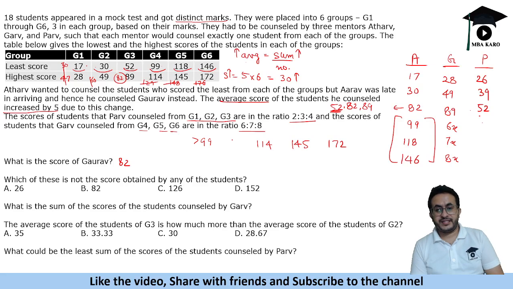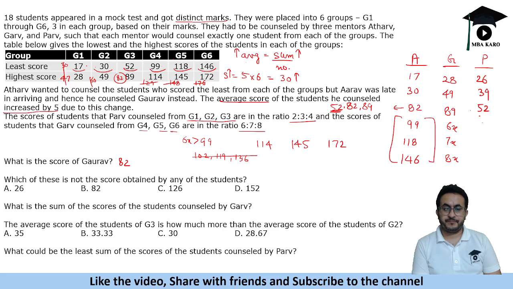Now 6x is greater than 99. So if we suppose we take 102, so this will be 119 because it is 17, and 136. Now this range is not in 136, so this is not possible. So if we take x is equal to 18, then it will be 108, 126 and 144. Now again this lower value is 146, so this is also not possible.